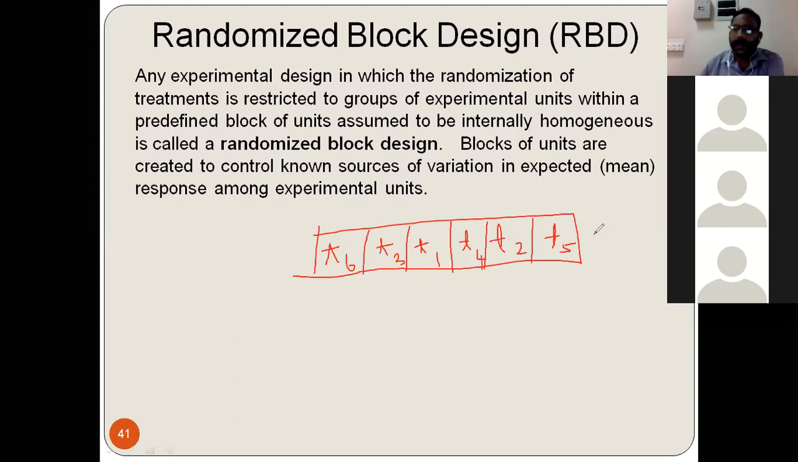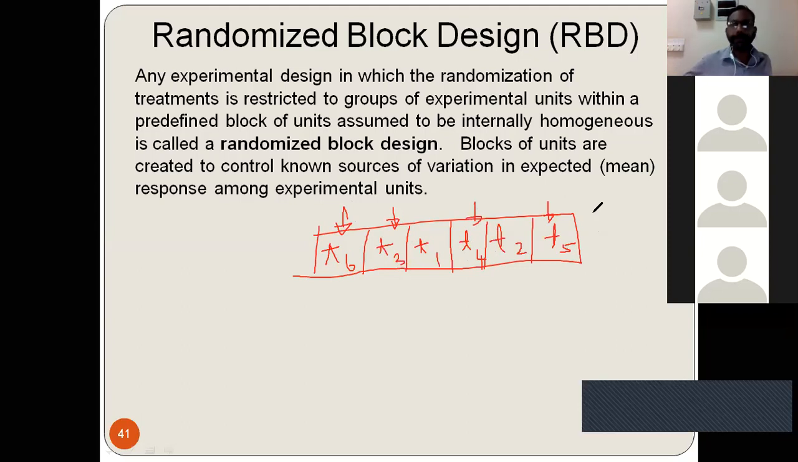So what we say is, if you look at this particular plot, or this particular plot, all the plots are homogeneous.